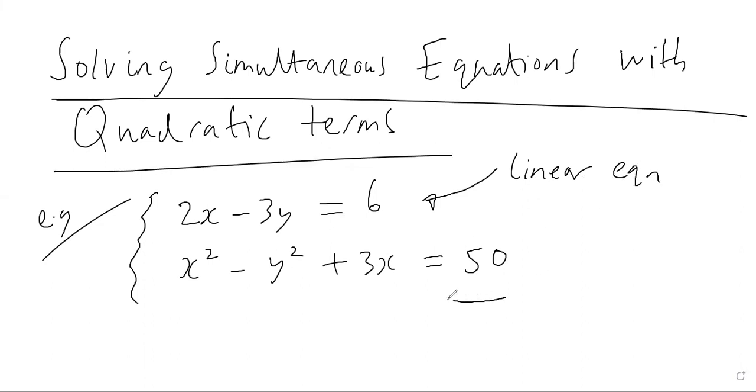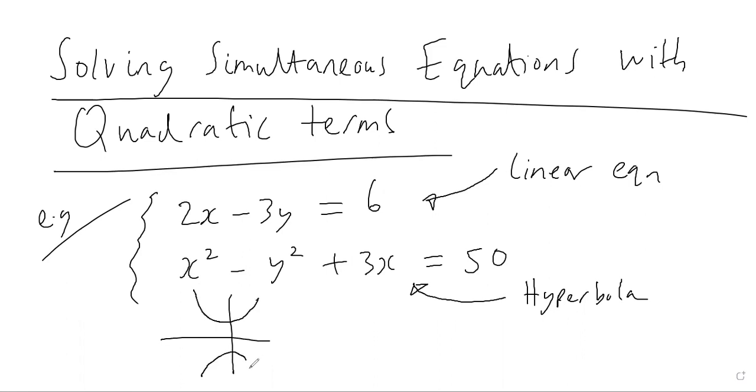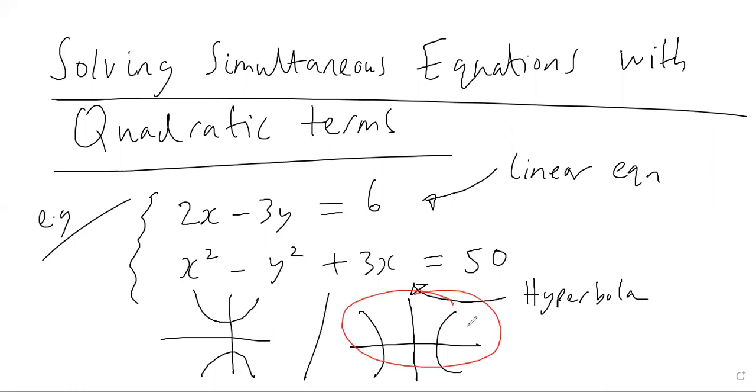This second one, it looks like a quadratic just because we've got those quadratic terms here and there. But because of the y squared, this is actually not a quadratic in x. This is actually a hyperbola. So this graph is the shape of a hyperbola. Hyperbolas either look like this, or they look something like that.